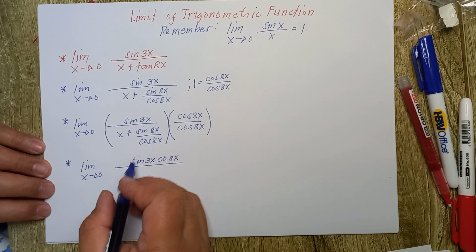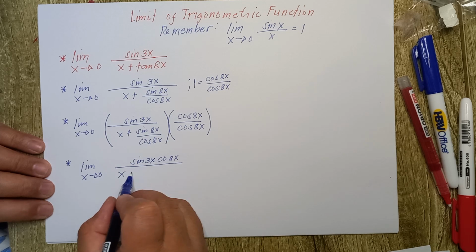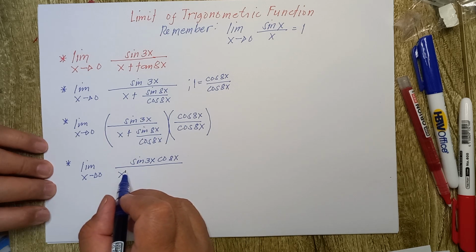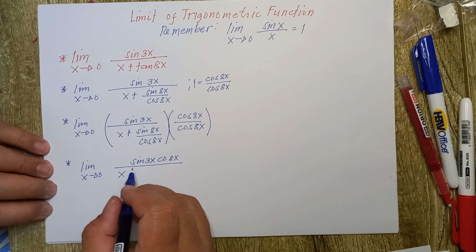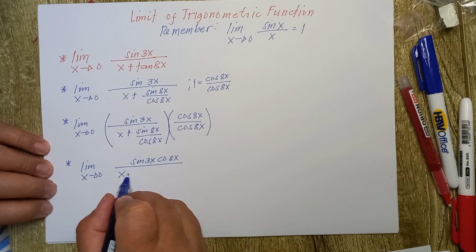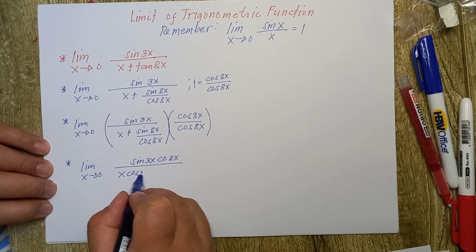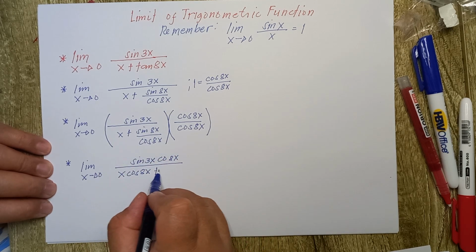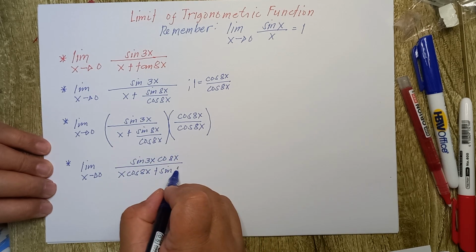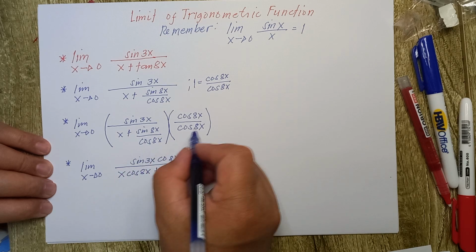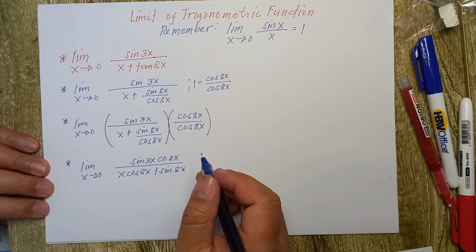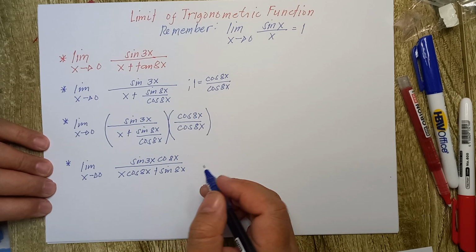Multiply to the binomial. We have x, we have x, which is the same as times cosine 8x, cosine 8x, so that would be the result. Multiplied in here, plus sine 8x, so the denominator was cancelled out. Okay, so we have now in here our new statement.